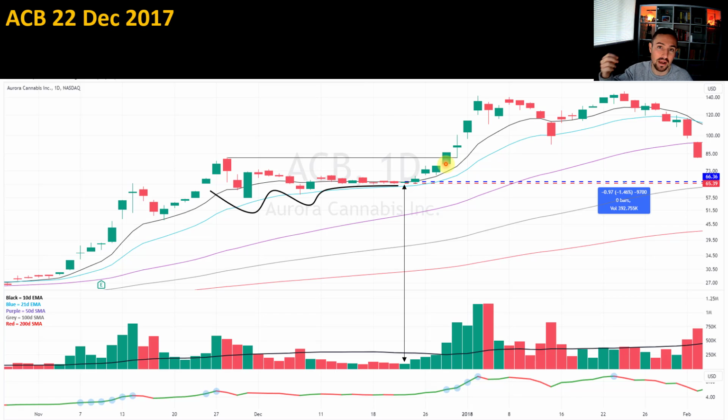If I think it is climactic and extended from the 10-day EMA, I will adjust my stop loss to the low of the bar. So on this day here, maybe I'm thinking, oh, it's extended. I'm going to move my stop loss on all or part of the position to the low of this bar here. And then it goes up again. I'm going to move my stop loss to the low of the bar.